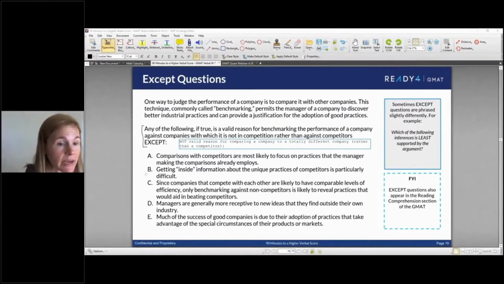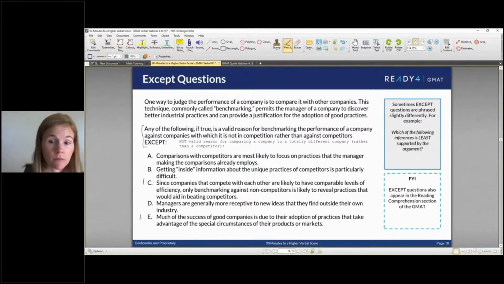Okay, so it looks like we're getting some votes for C. We're getting some votes for E. We're getting an A. So we got people all over the map here. So let's look here. Comparisons, we'll start with A. Oh, we got a D, so it's everybody. Okay, comparisons with competitors are most likely to focus on practices that the manager making the comparisons already employs.